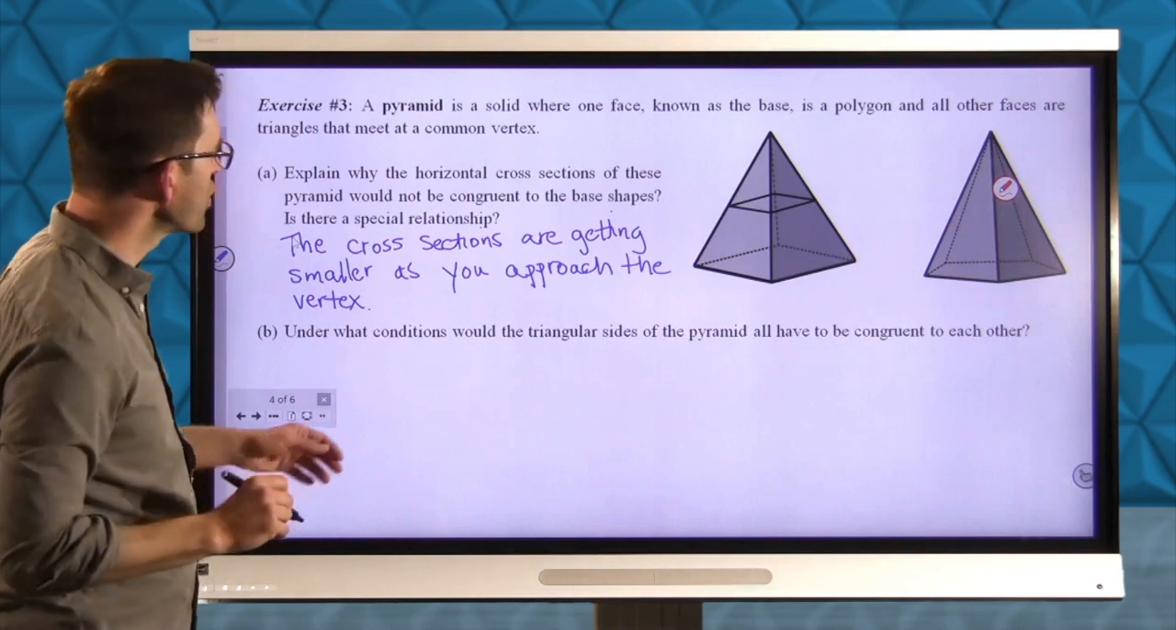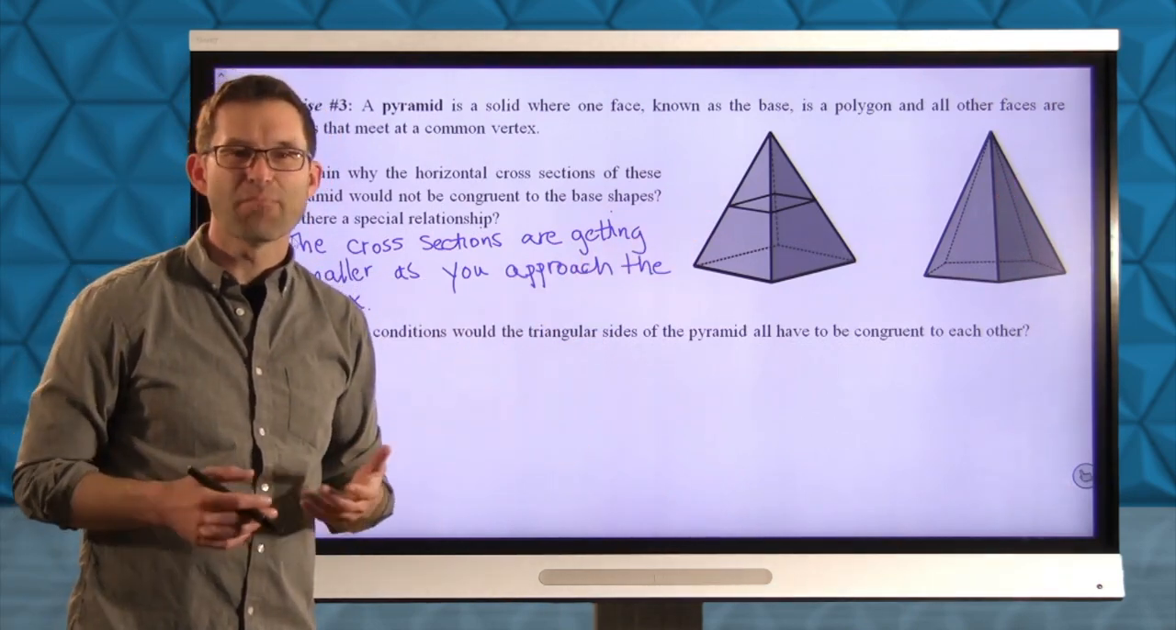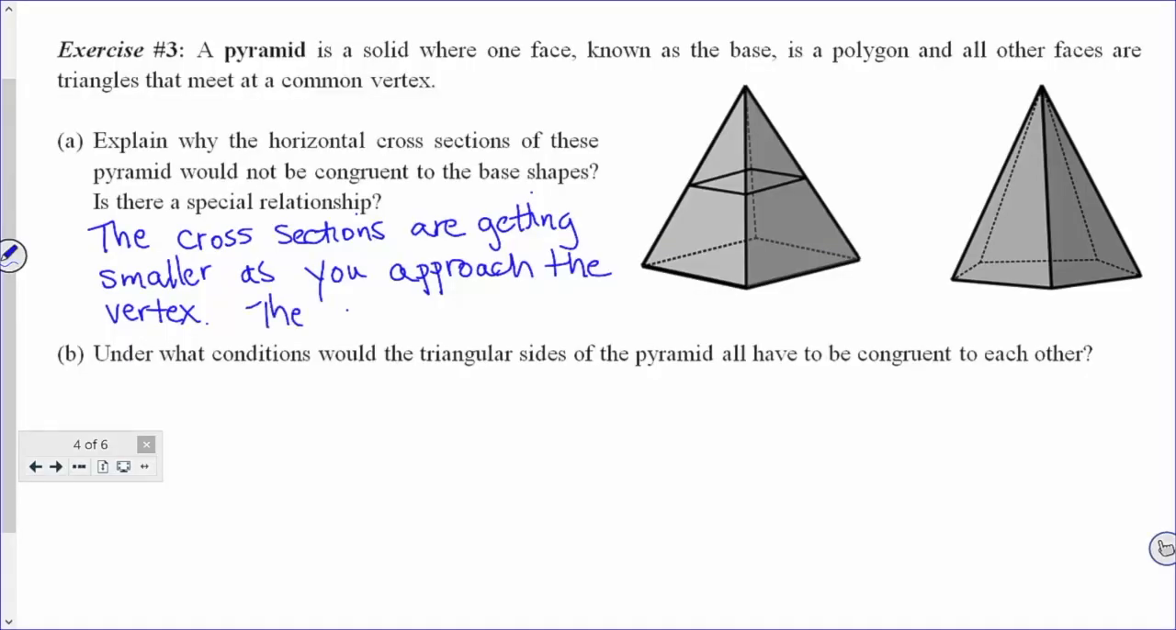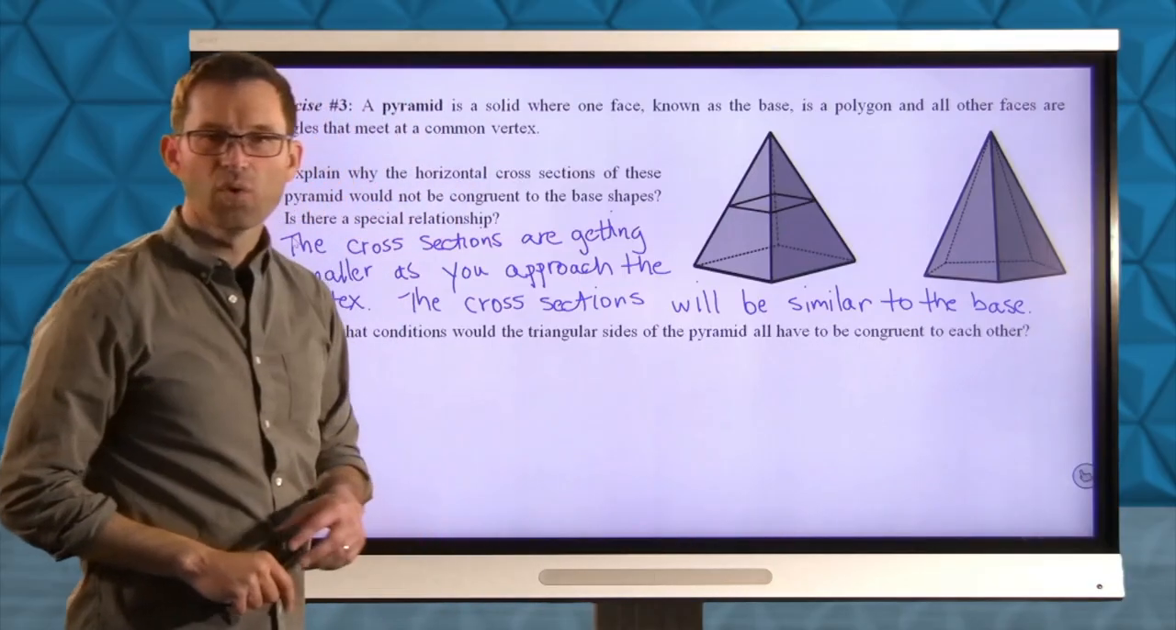All right, so as you approach the vertex, also known as the apex of the pyramid, the cross sections are getting smaller. The cross sections will be similar. So they may not be congruent, but they'll be similar to the base, which is kind of cool.